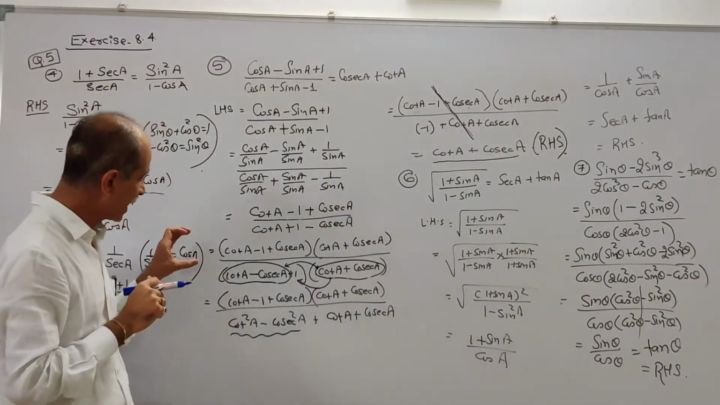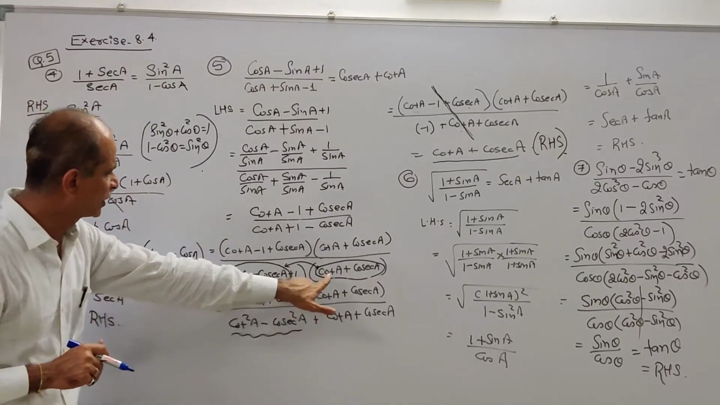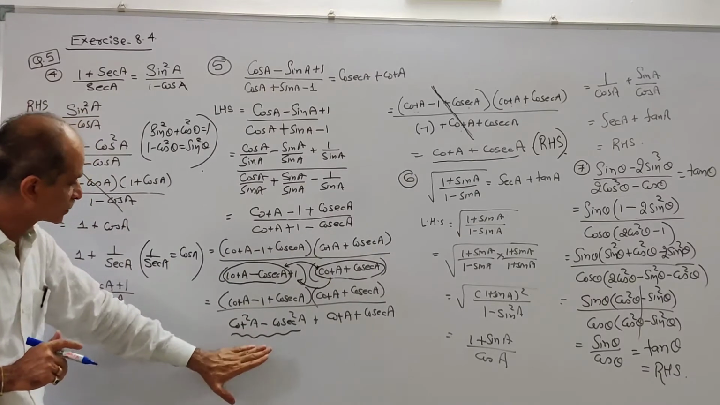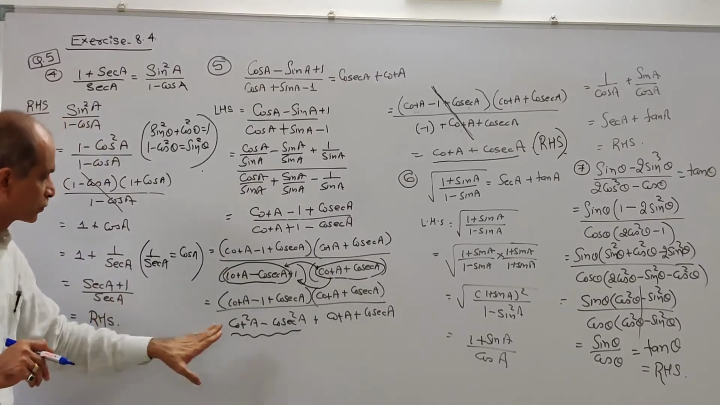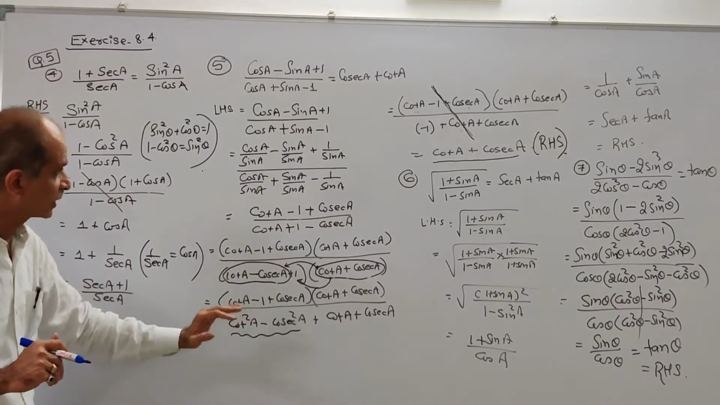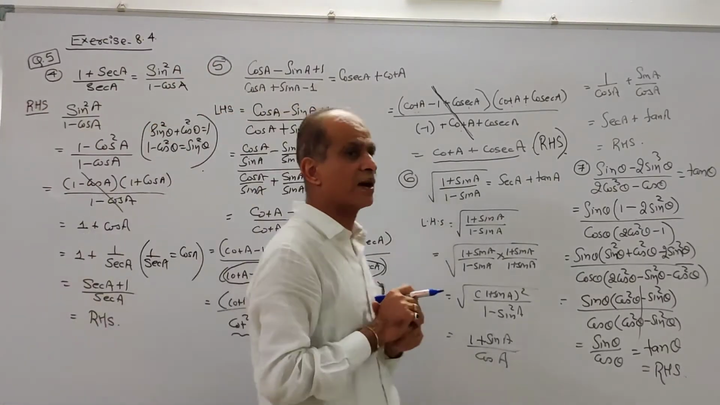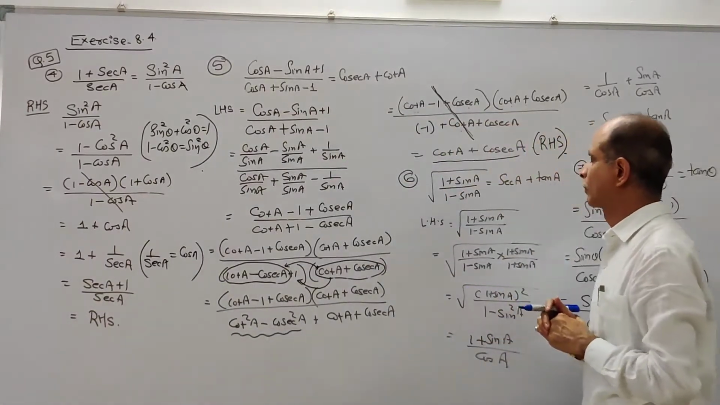So you have to take care in this step. When you multiply these two things and then you have to use the difference of two squares, then you have to use one identity, and that is cot square minus cosec square is equal to minus 1. Well, now let me start example number 6.